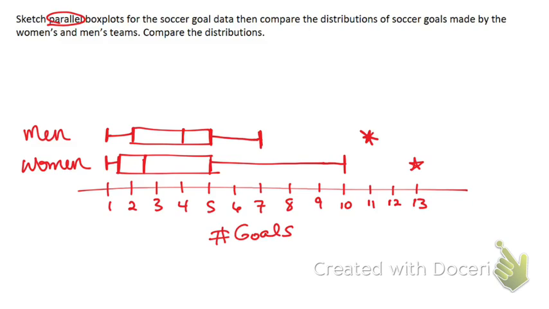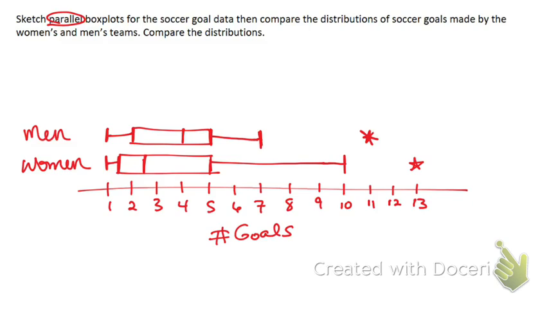So here's our parallel box plots. When you make parallel box plots, make sure you label which one is which. It doesn't matter which one's on top. Just make sure you label which one you put where. But again, parallel anything, parallel box plots, parallel dot plots, parallel histograms, just means that they share an x-axis. And that makes it easy to compare.